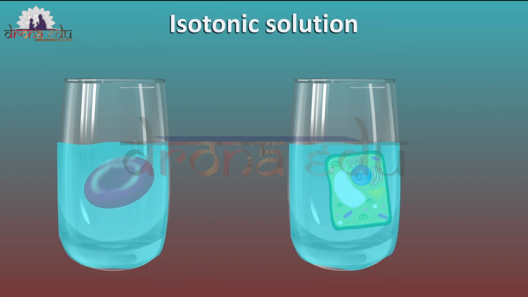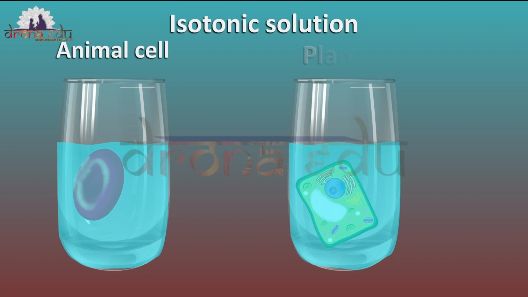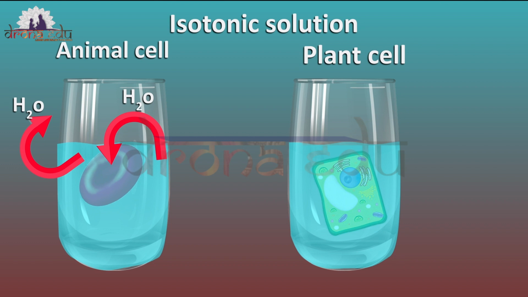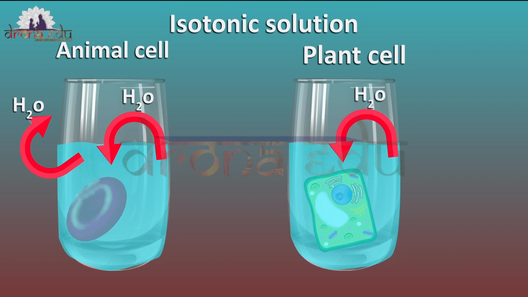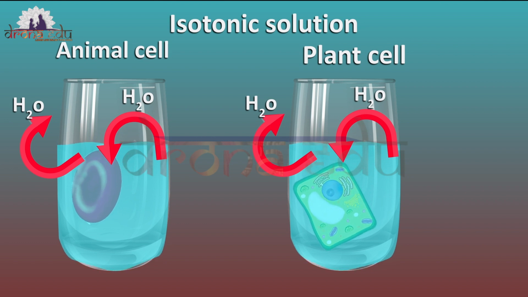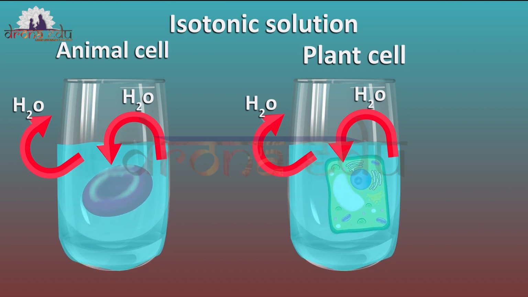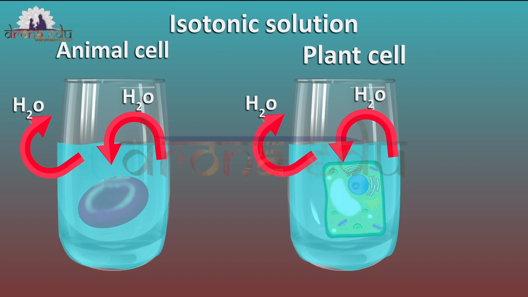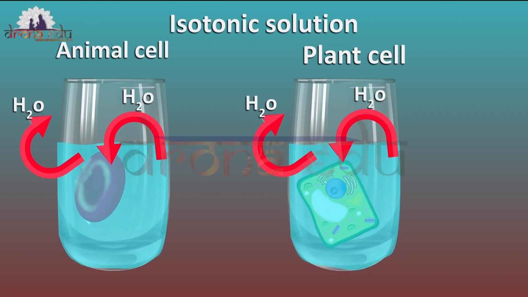Isotonic solution. If the medium surrounding the cell is of exactly the same water concentration as inside the cell, there will be no net movement of water across membrane, resulting in no change in size of cell. Such solution is called isotonic solution.